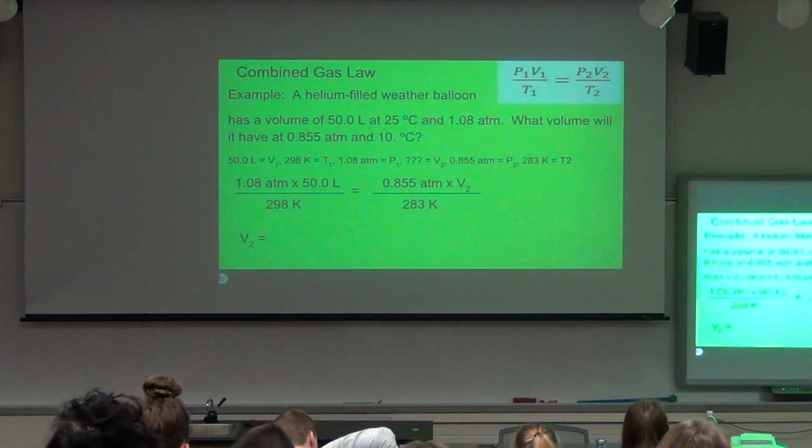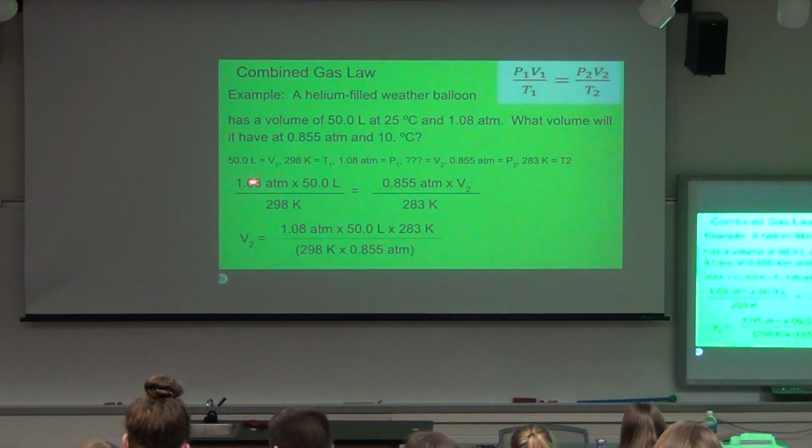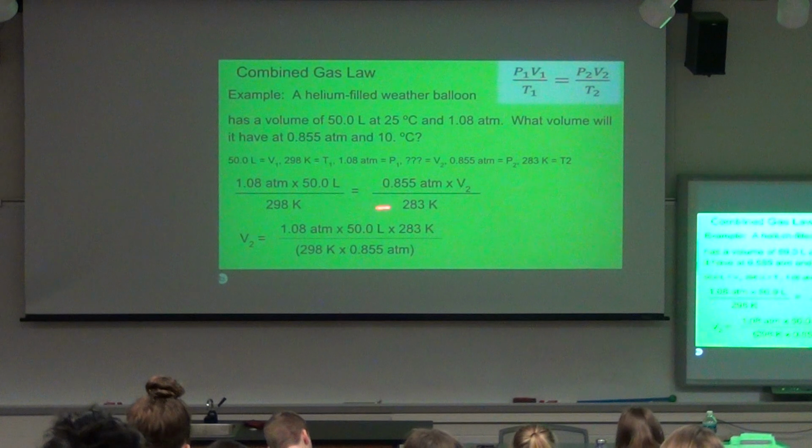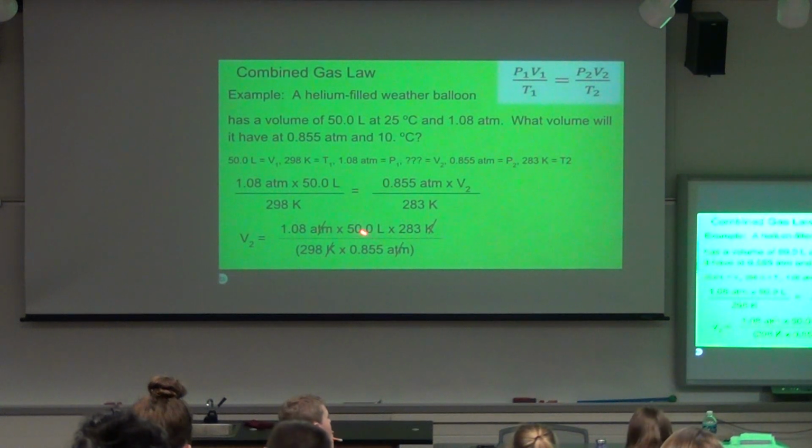So again, we just plug everything into our equation and solve for it. Here's all of our initial information from the problem. Got to change the temperatures to kelvins. Rearrange it. Notice our units are going to cancel out. We've got atmospheres on top and bottom, kelvins on top and bottom. The only thing left is liters, which is our unit for measuring volume in this case. 60 liters of helium.